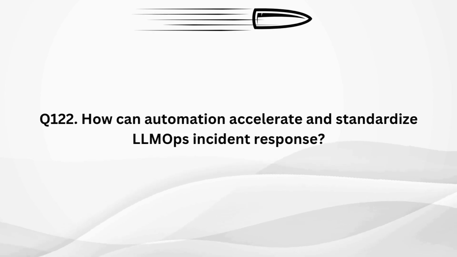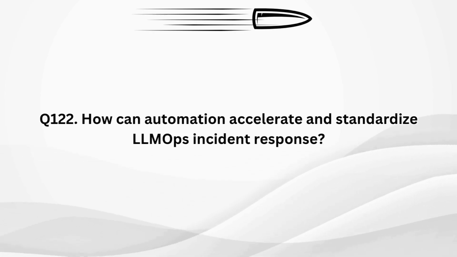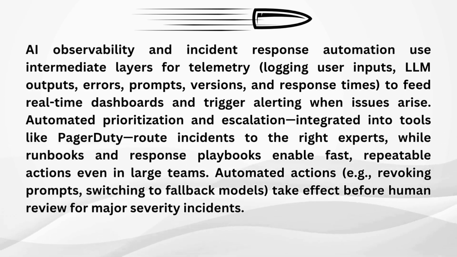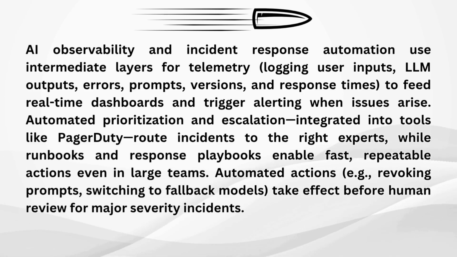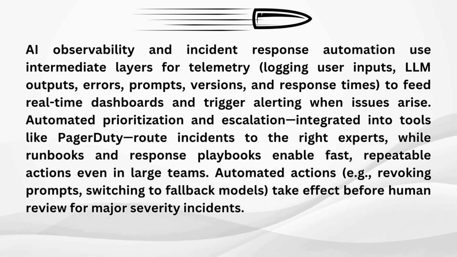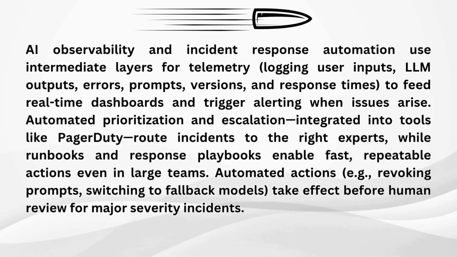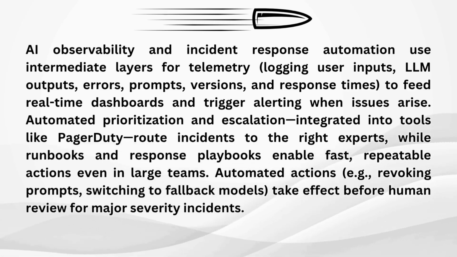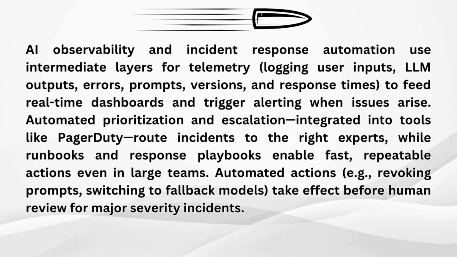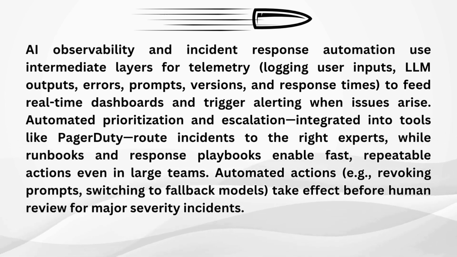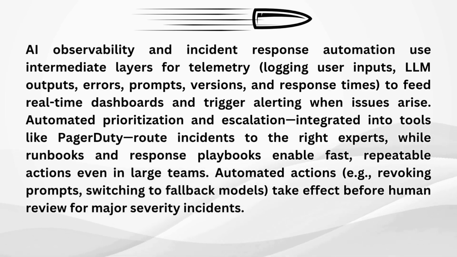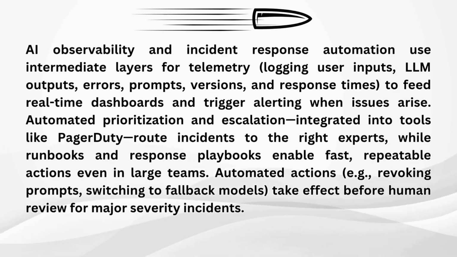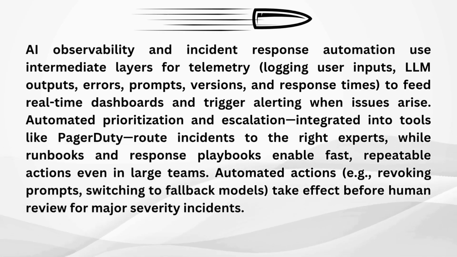How can automation accelerate and standardize LLMOps incident response? AI observability and incident response automation use intermediate layers for telemetry, like logging user inputs, LLM outputs, errors, prompts, versions, and response times, to feed real-time dashboards and trigger alerting when issues arise. Automated prioritization and escalation integrated into tools like PagerDuty route incidents to the right experts, while runbooks and response playbooks enable fast, repeatable actions, even in large teams. Automated actions, for example revoking prompts or switching to fallback models, take effect before human review for major severity incidents.